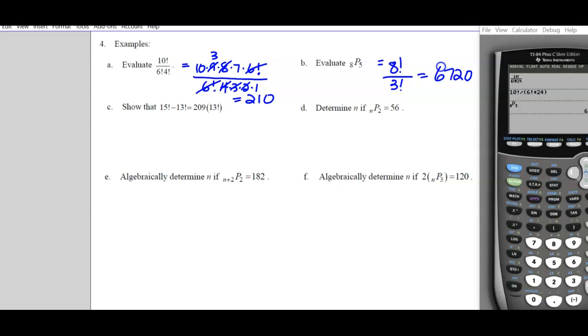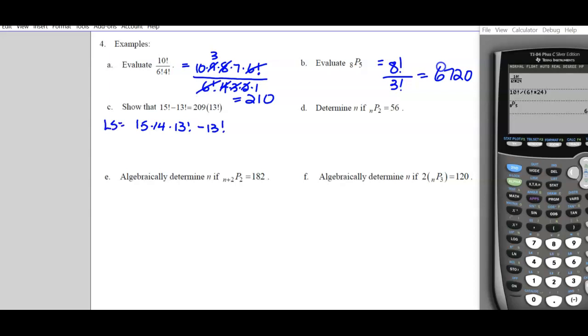Okay, next one. Think about algebraic skills and factoring, right? So we're going 15 factorial minus 13 factorial, and we want to try to show that it's equal to 209 times 13 factorial. So 13 factorial is not shown there, but it is a factor of it, right? 15 factorial is 15 times 14 times 13 factorial.